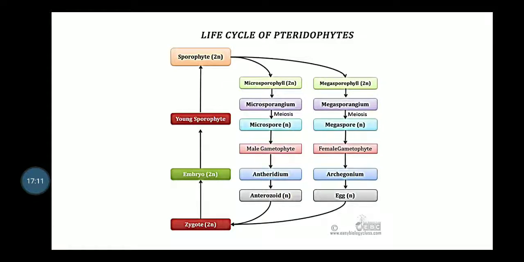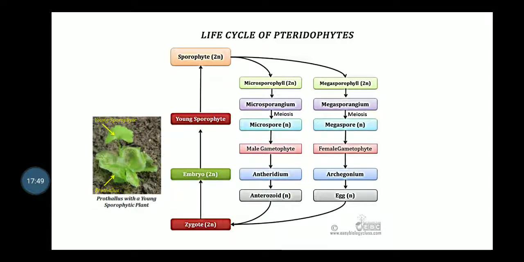Antheridium produces antherozoids and archegonium produces egg, by meiosis division, that is with n number of chromosomes. After fertilization, a zygote is produced from antherozoid and egg. The zygote is diploid, the embryo developed from the zygote is also diploid, and from the embryo a young sporophyte is developed. So, there are two distinct phases or alternation of generation, the haploid phase and the diploid phase.